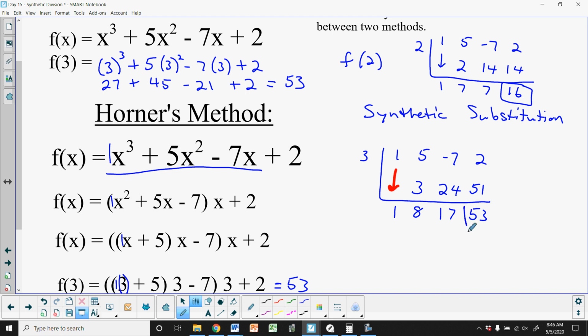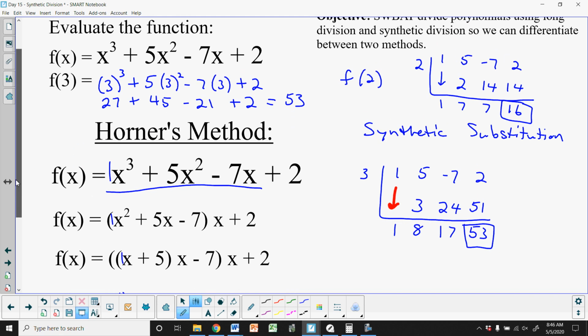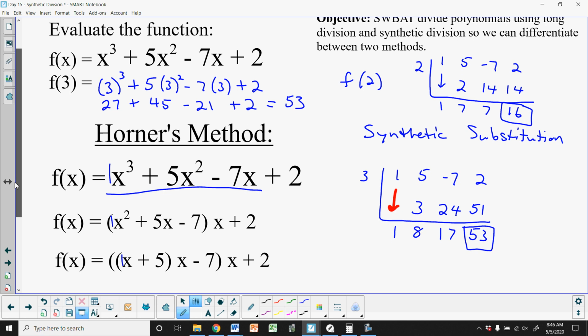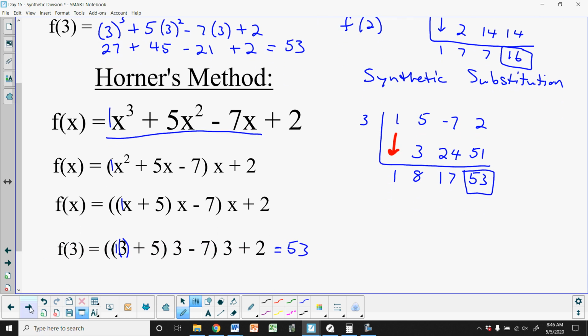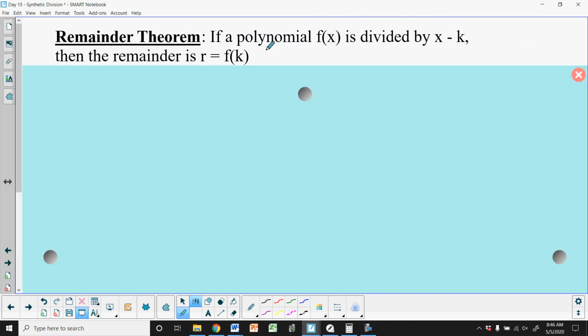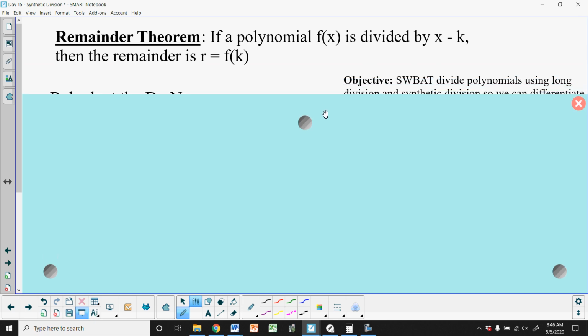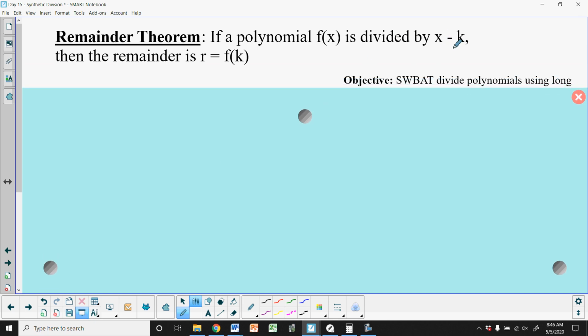I probably should have boxed this down here. This was our answer here, 53 and 16. So you can substitute any number in, and it's a fast way of substituting. But what we're going to use it for is someone realized that if you had a polynomial like we just looked at, and we divide it by a factor, so x minus k, then the remainder was really what you get if you substitute k into that function.